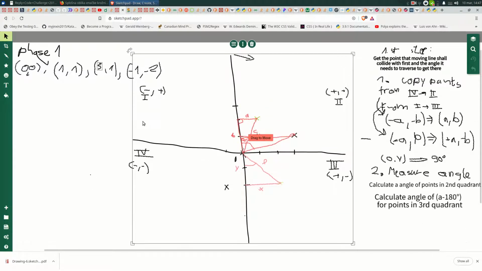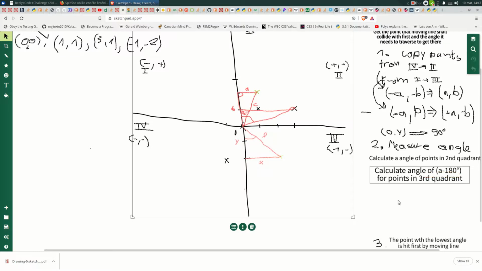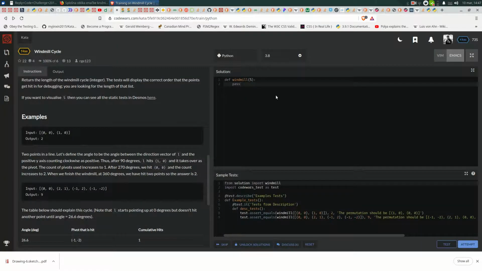Oh, it should be over here, but it's not, I guess, because of some cookie problems. But whatever. So we turn all of the things into the right quadrant.